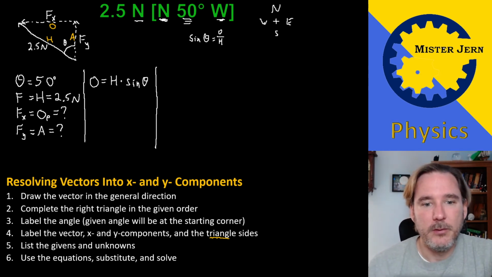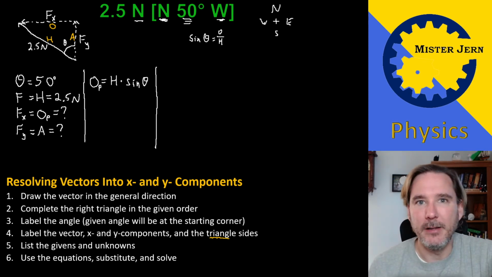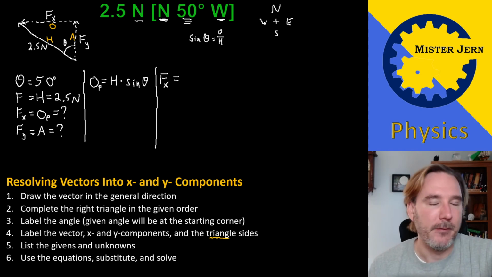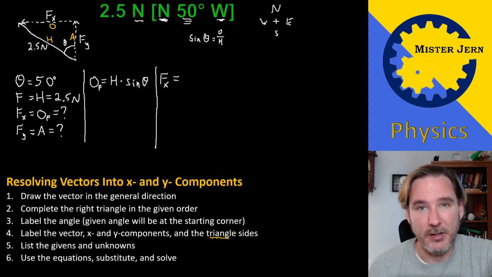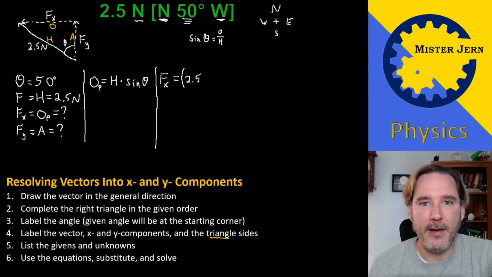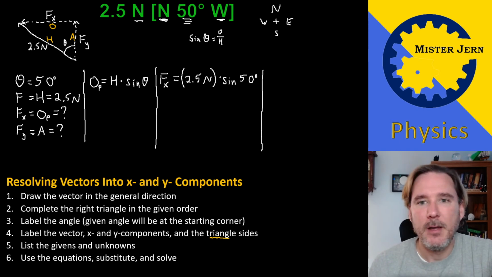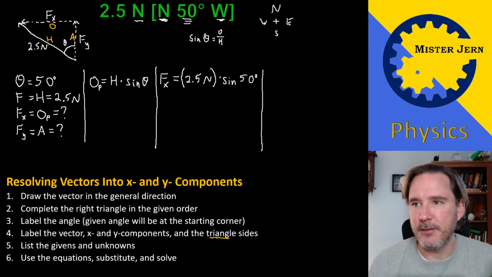Now I'm going to substitute. So the opposite side, again, this is not a 0, this is opposite. I look at my list, and my opposite side is, because I already defined it, Fx, the force in the x direction. And that is going to be equal to the hypotenuse. I'm going to put this in parentheses, and the hypotenuse we've already defined as 2.5 newtons, times the sine of theta, which we said is 50 degrees. Okay, that's my substitution. And now I'm going to solve it.